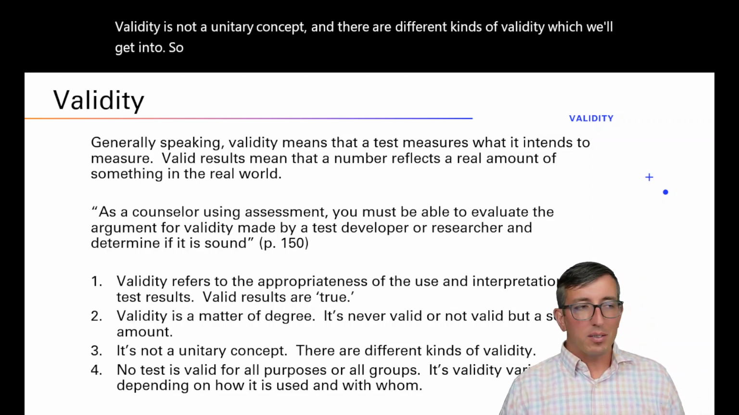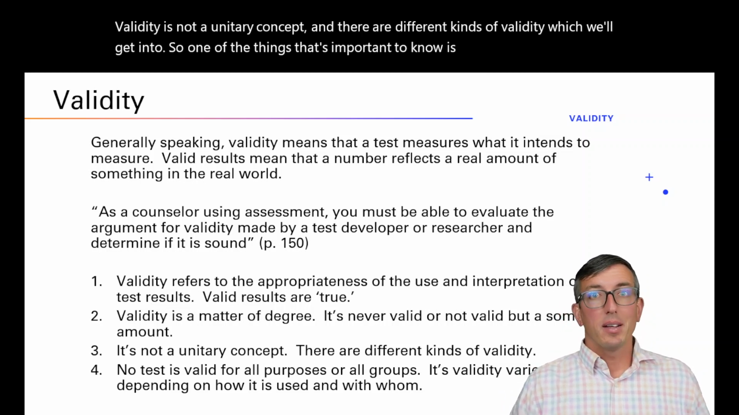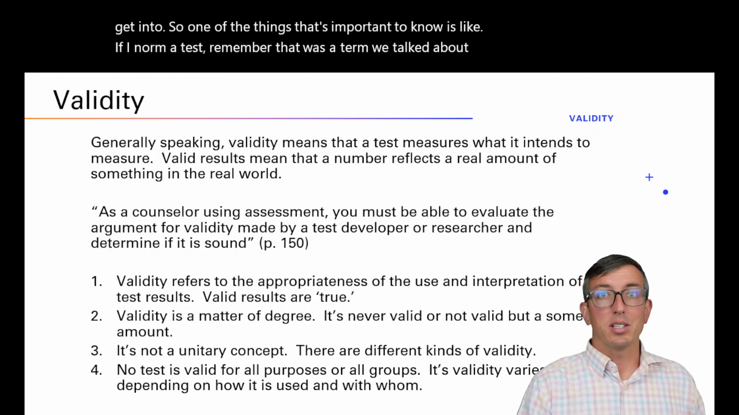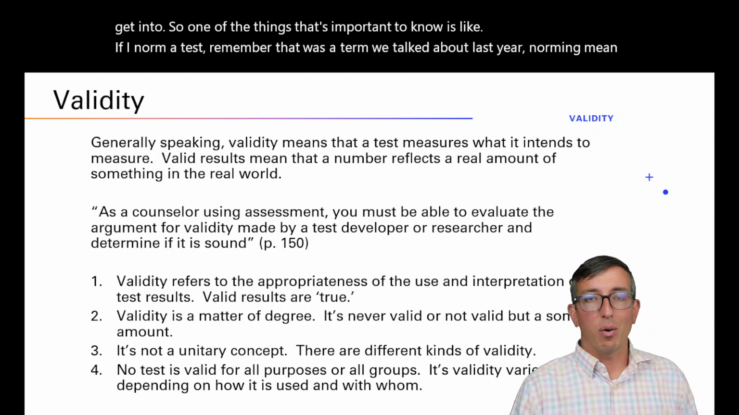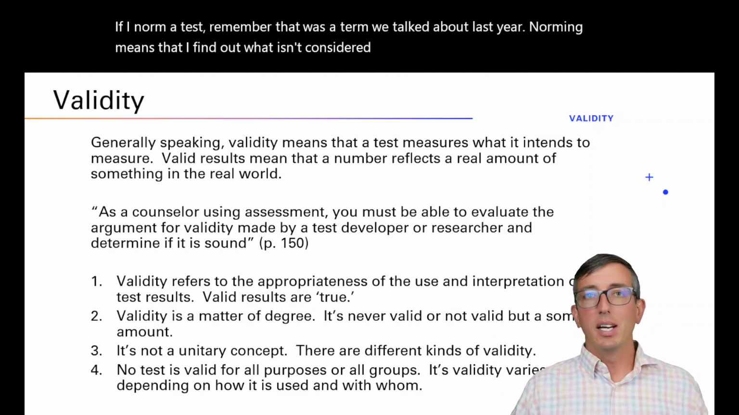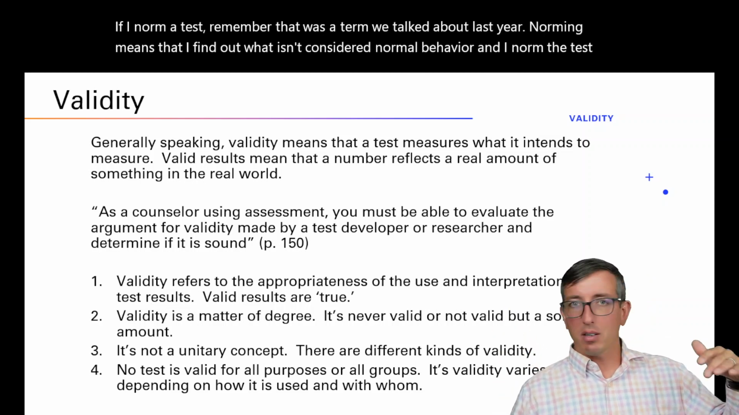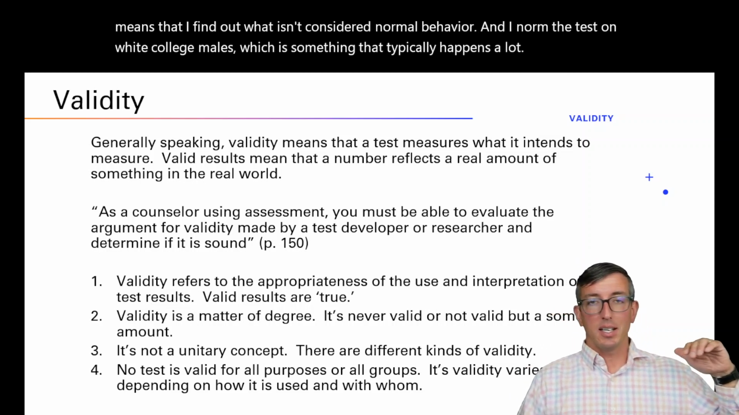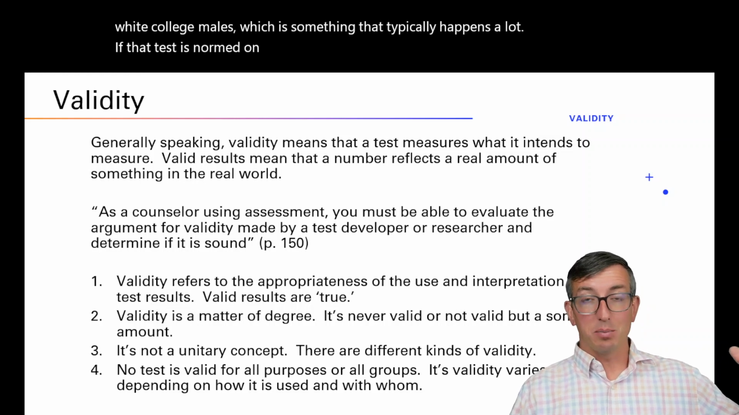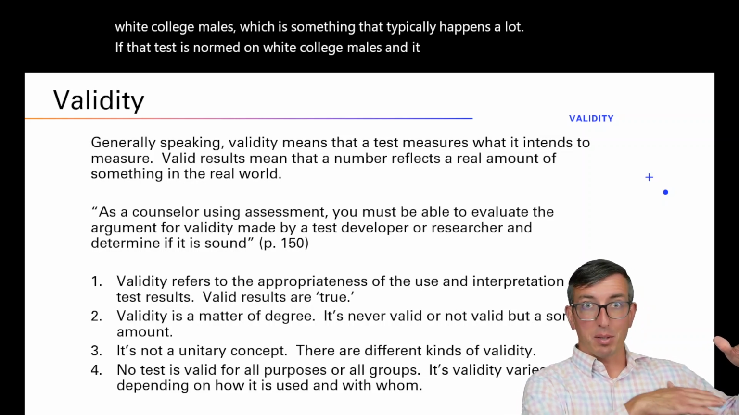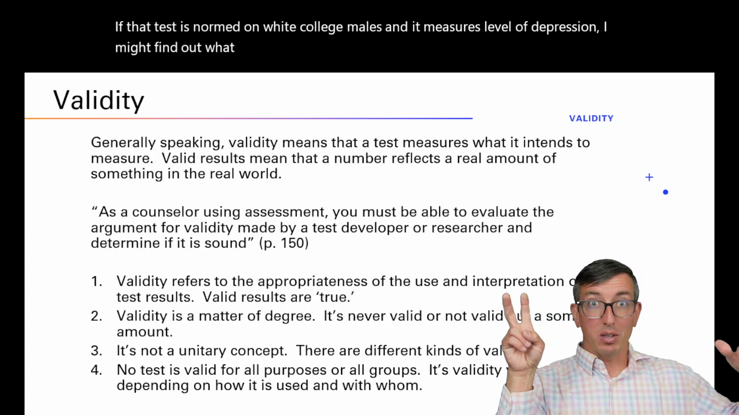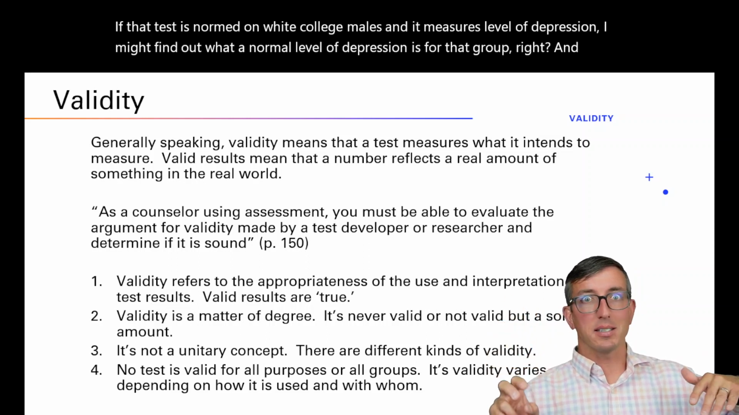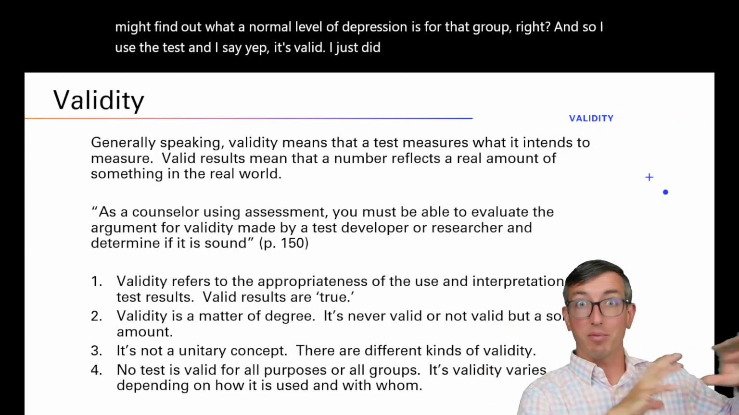So one of the things that's important to know is, if I norm a test, remember that was a term we talked about last year. Norming means that I find out what is considered normal behavior, and I norm the test on white college males, which is something that typically happens a lot. If that test is normed on white college males and it measures level of depression, I might find out what a normal level of depression is for that group, right? And so I use the test and I say, yep, it's valid. I just did all the work to figure that out.